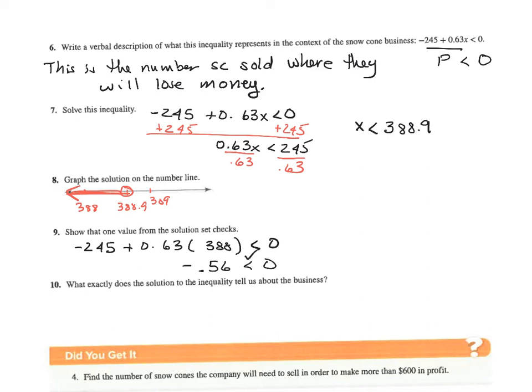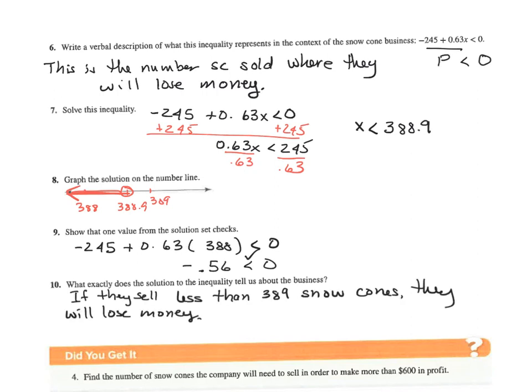So this checks out. And number 10 says, what exactly does the solution to the inequality tell us about the business? So go ahead and pause and write down what you think it should be. Okay, so recall that our solution was x is less than 388.9. So I rightly said if they sell less than 389 snow cones, will that be 388 or anything less than that, they will lose money.